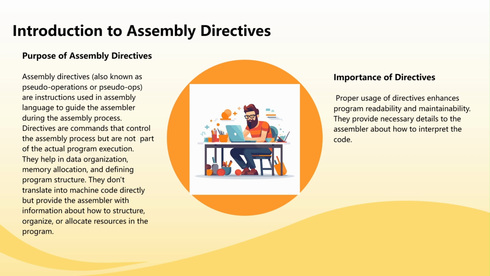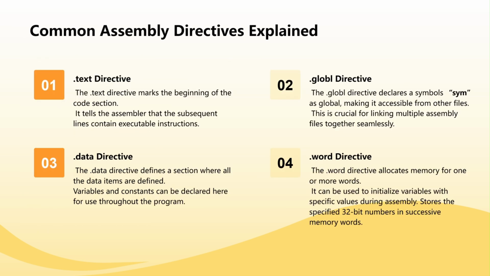They don't translate into machine code directly, but provide the assembler with information about how to structure, organize, and allocate resources in the program. So the importance of directives: proper usage of directives enhances program readability and maintainability. They provide necessary details to the assembler about how to interpret the code.